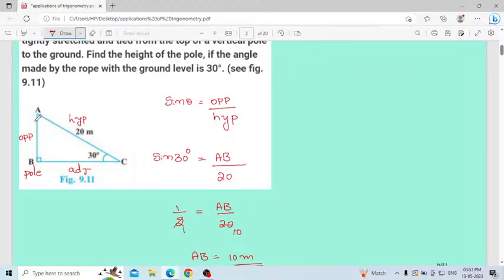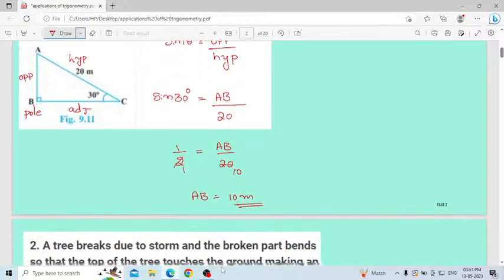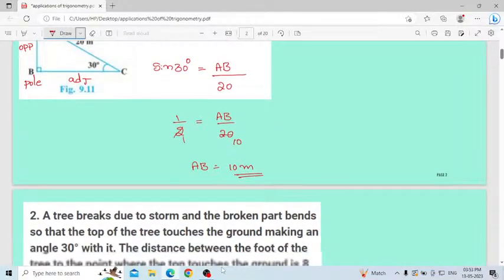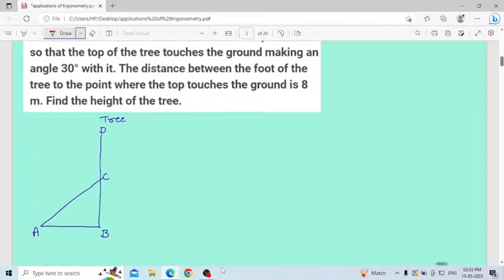How will you calculate the height of the pole? Consider sin theta, you know the formula, opposite divided by hypotenuse. Then here they have given the angle 30 degree. Sin 30 degree will be equal to opposite AB divided by hypotenuse, whose value is given as 20 meter. Substitute. Then you know the value of sin 30 degree is nothing but 1 by 2. Then 2 ones are 2, 2 tens are 20, AB will be 10 meter. I think everyone understood. I will move to the next question.